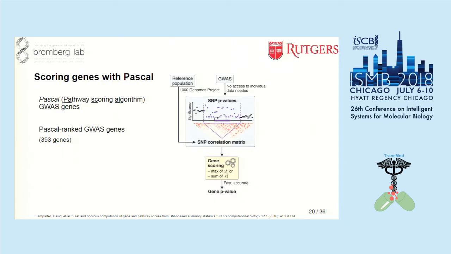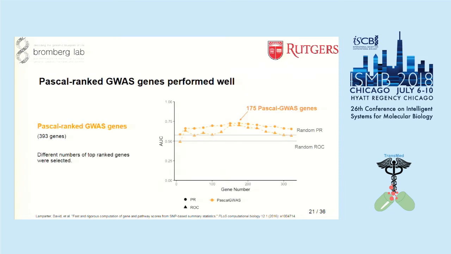But we did further analysis. This time we took help from a tool called Pascal. It is a statistical tool that took the previous GWAS statistics and translated those GWAS SNP statistics into a gene p-value. This time we have Pascal-ranked GWAS genes, about 400 genes. We did the same thing, except this time we took the top-ranked different numbers of Pascal-ranked GWAS genes, and it turned out it performed pretty well, especially for the top-ranked 175 Pascal genes.